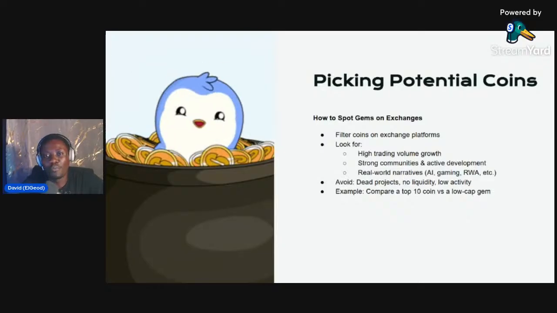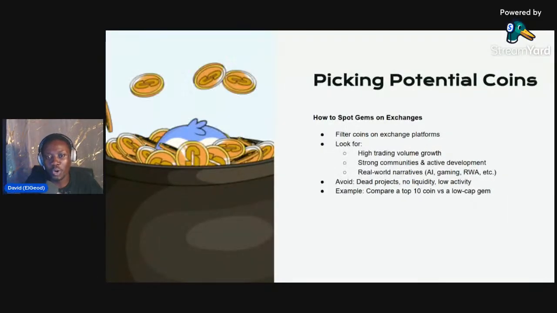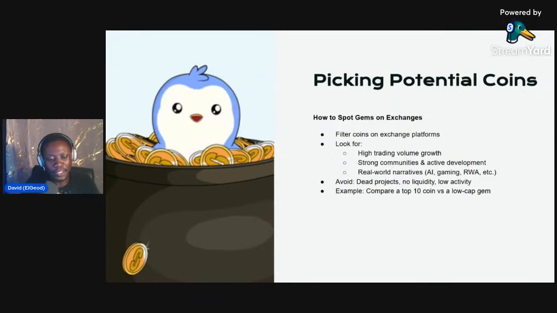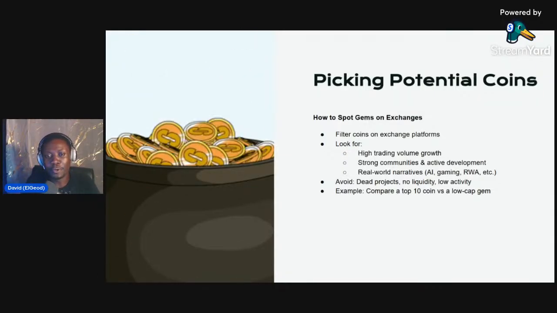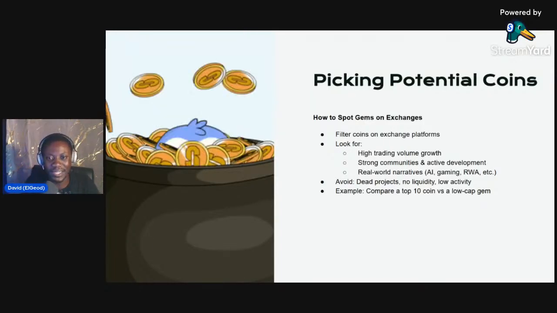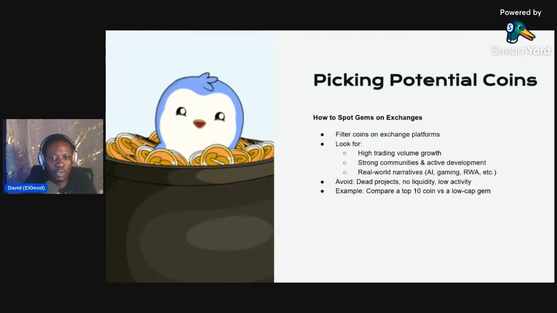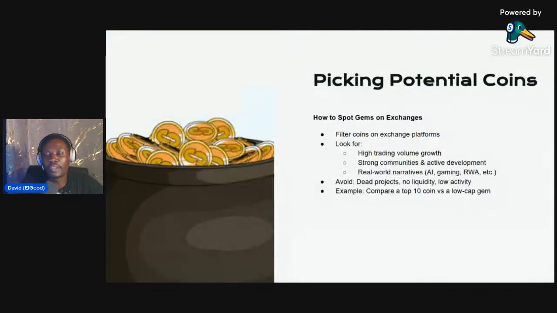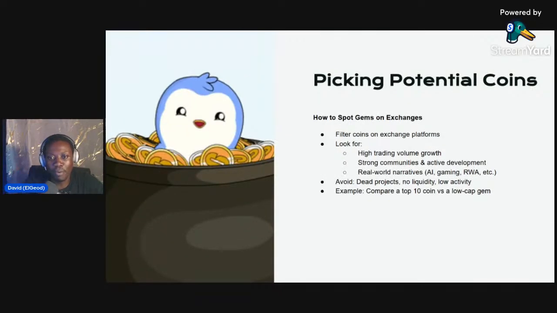And so, for picking potential gem coins or good coins, you must filter them on exchanges. Check how highly they are traded, the community they have around them, if they are having real world narratives like AI, like gaming, like RWAs. RWA means real world asset. And you must avoid dead projects that have no liquidity, that have no activity in their community. That's why you have to check if they have community, right? Compare all those projects with the top 10 performing crypto coins and come up with your thesis after you're done with your analysis.